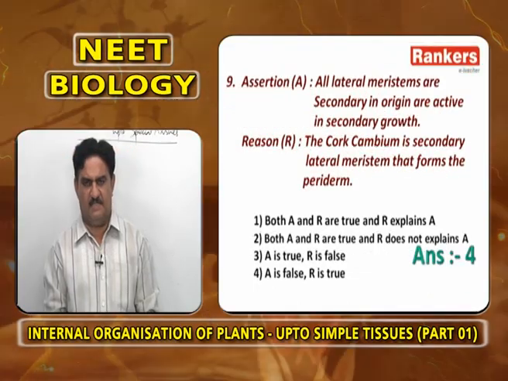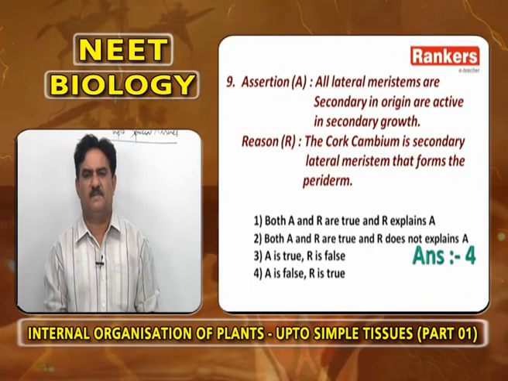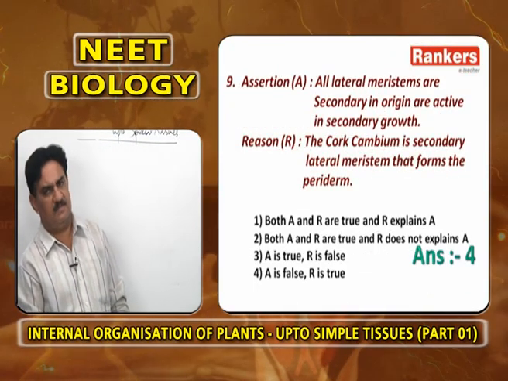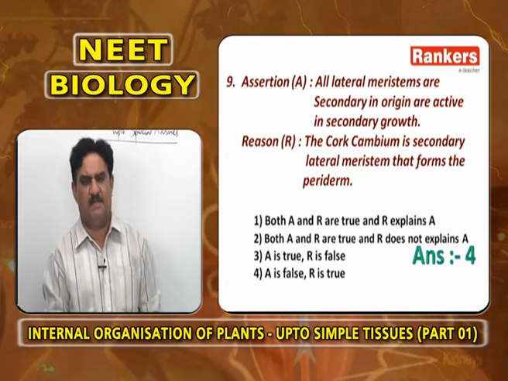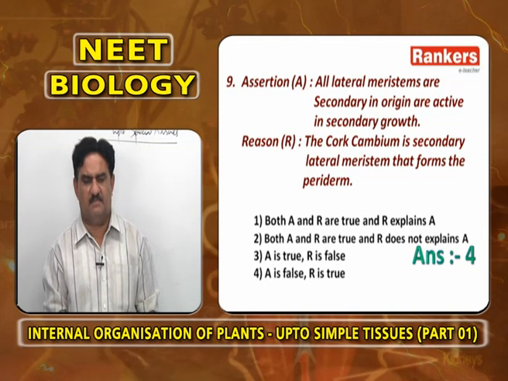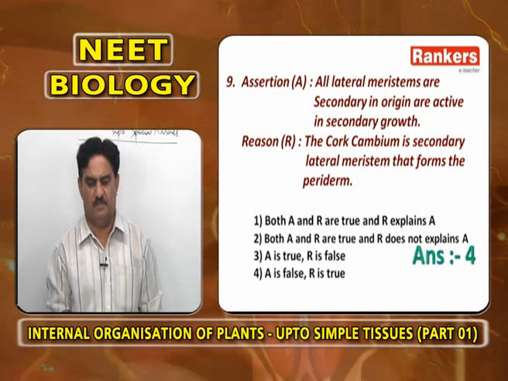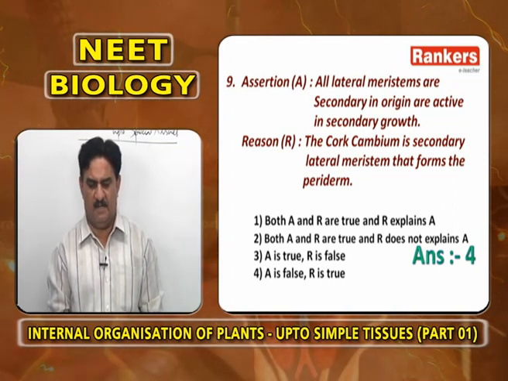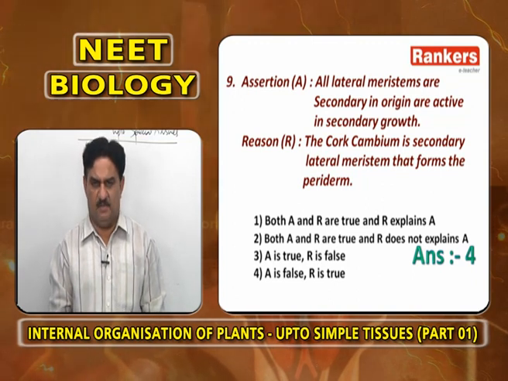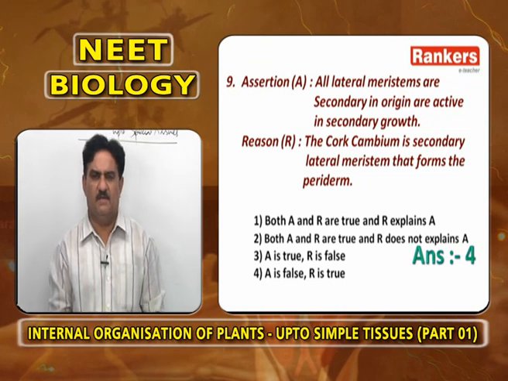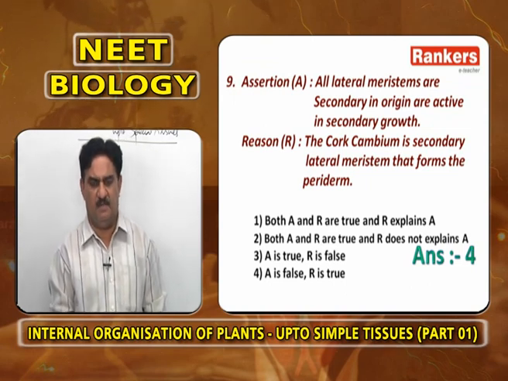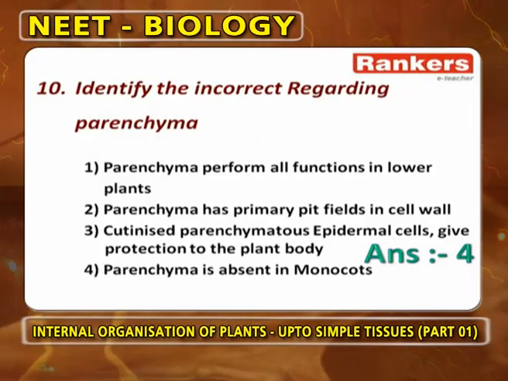But cork cambium is a secondary lateral meristem. It comes from cortical cells of the cortex. So cork cambium is a secondary lateral meristem that forms the periderm is correct. So A is false, R is true. All lateral meristems are secondary in origin, active in secondary growth, is wrong, because all lateral meristems are not secondary in origin. Why? Because vascular cambium is a primary lateral meristem.